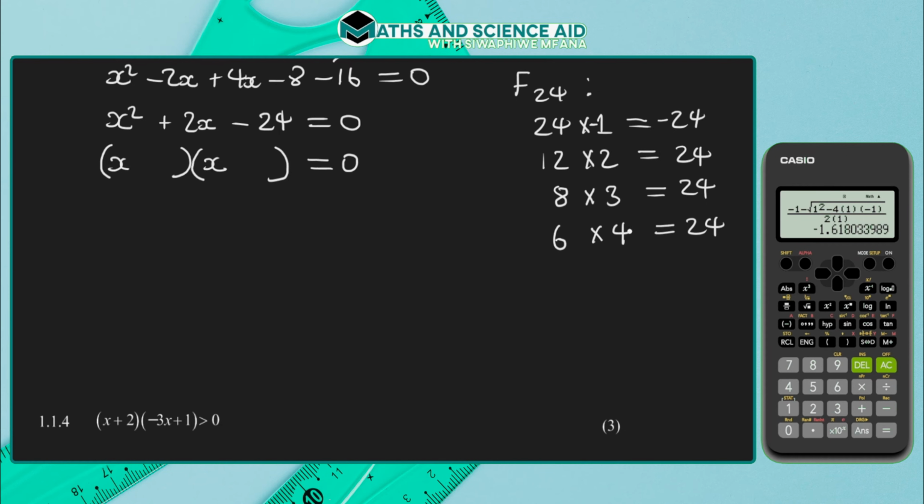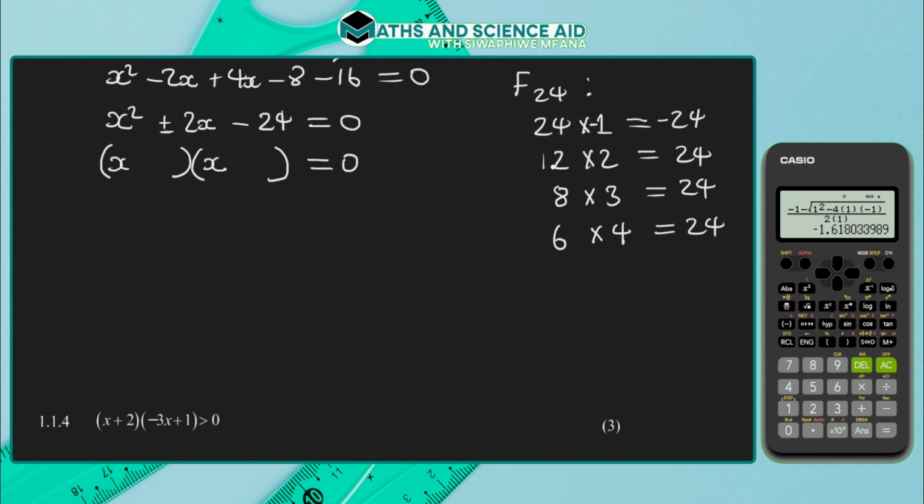But how do you know which factor must have the negative sign? Well, we need to consult the middle term. The middle term is positive. It's positive 2x. So the sign of the middle term is telling us that in our combinations of factors here, the bigger number must be the one carrying the positive sign. So it means that for the first combination here, 24 must be positive while the 1 is carrying the negative sign. So it's good as it is.